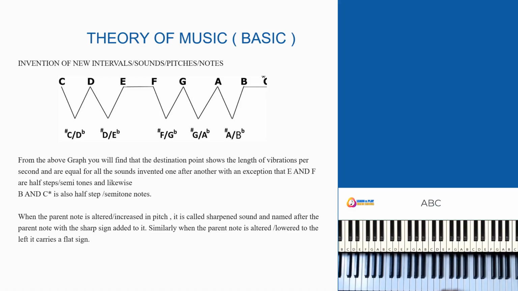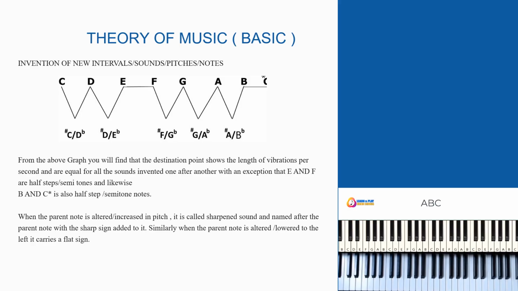If we see, start from C, end with C, you see on the capital letters on the top: D, E, F, G, A, B, C. But the black keys have been shown as C sharp or D flat, D sharp or E flat, and between E and F, no keys. Again, F sharp and G flat, G sharp, A flat, A sharp, B flat, and B and C, no keys.